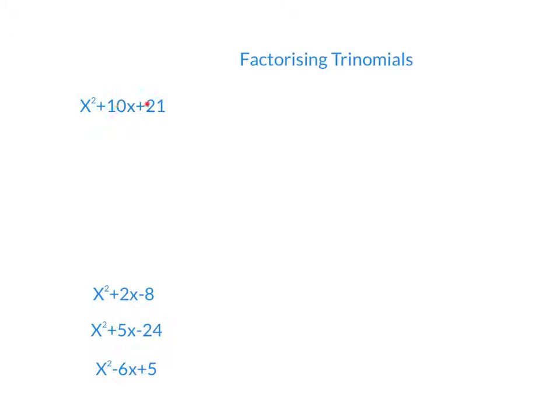When we're factorising this type of trinomial, our job is a lot easier. All we need to do is find 2 numbers that multiply to give 21, and we need the same pair to also add to give 10. So the first thing we have to do is think of the factors of 21. We've got 1 and 21, we've got 3 and 7. 3 and 7 multiply to give 21 and they add to give 10. So we're going to use 3 and 7. x plus 3, x plus 7.